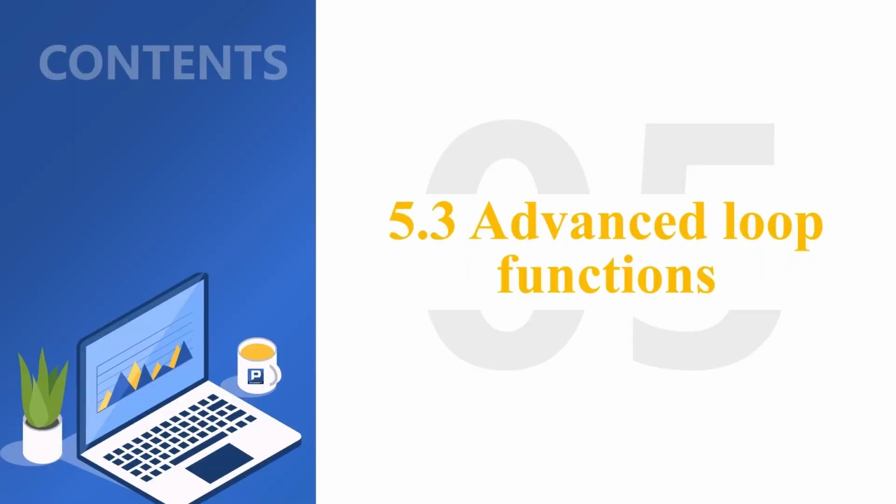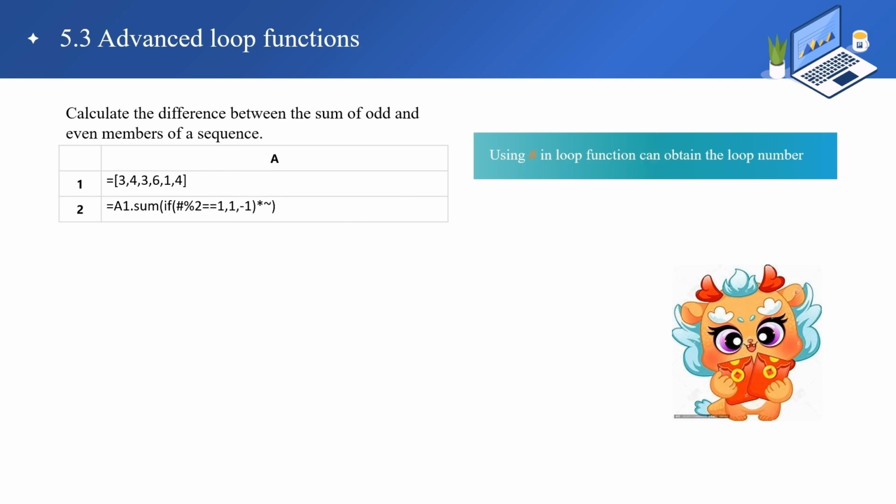Section 3. Advanced loop functions. SPL provides the tilde symbol as a loop variable in loop functions, which can simplify a lot of code originally written with loop statements. But we know that the loop statement for a sequence also provides the syntax to obtain the loop number, that is, add hash before the loop variable. So, is there something similar in the loop function? Yes, simply use the hash symbol.